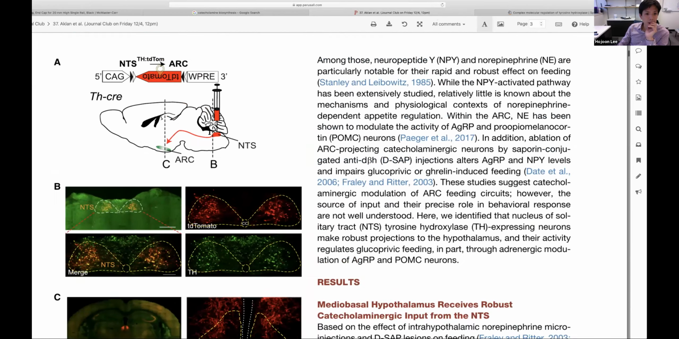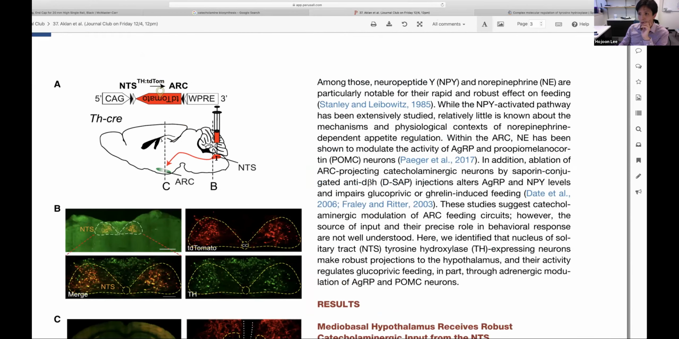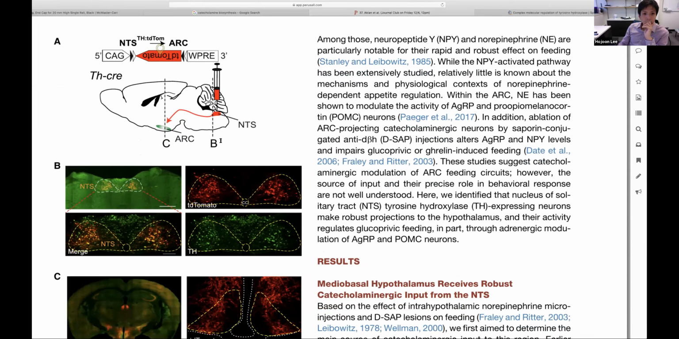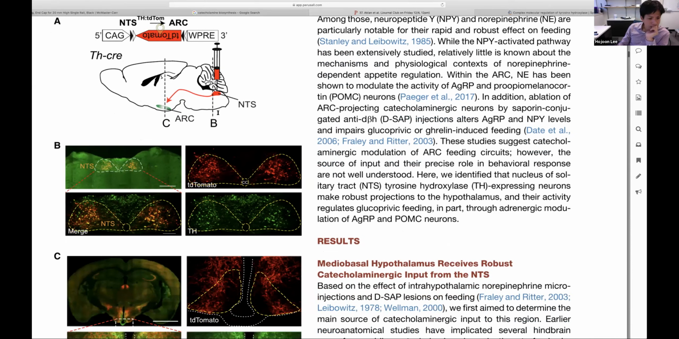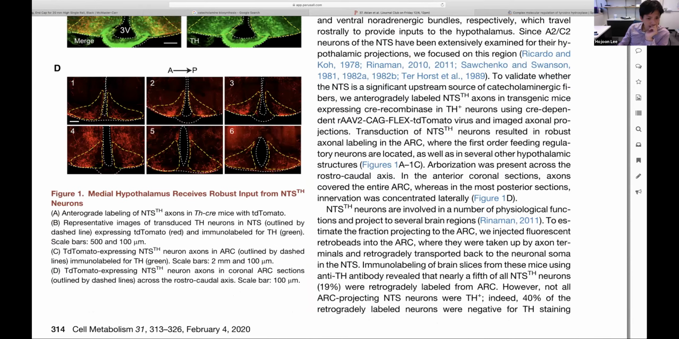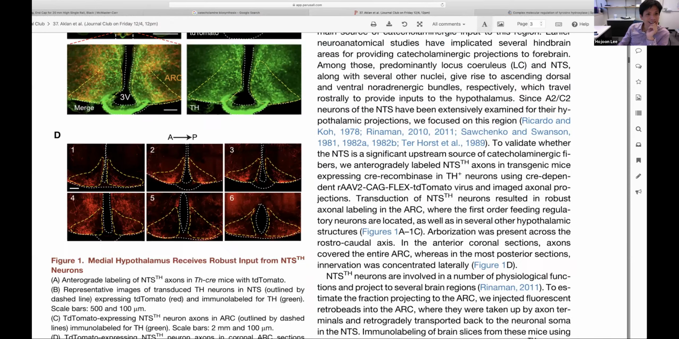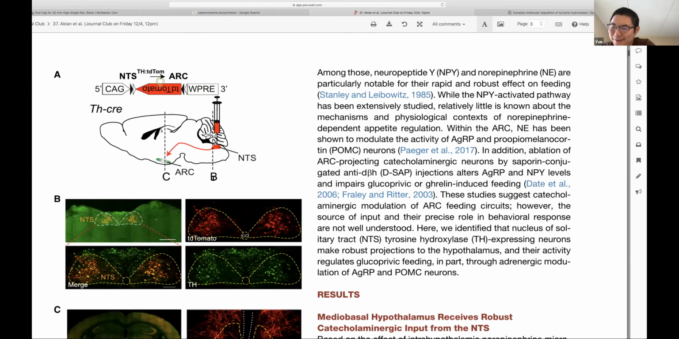So when you use the TH-Cre in these neurons that express tyrosine hydroxylase in the NTS, then you're labeling all of them. So you inject in the NTS. What do they say that B is? Why do they call this B? Right. Oh, this is a section of the B. Okay. And a section of the C. So they inject in the NTS and look at the projections that go to the arcuate nucleus.